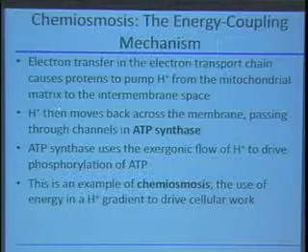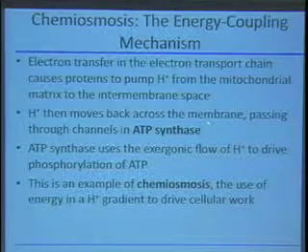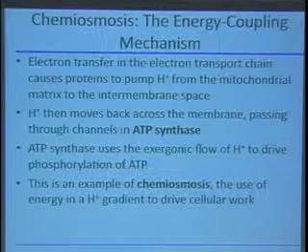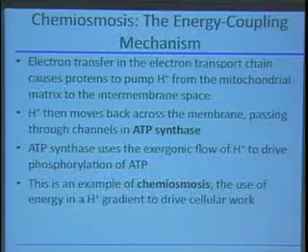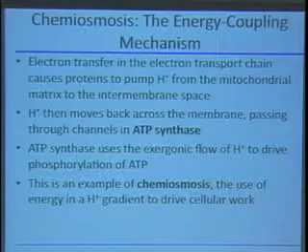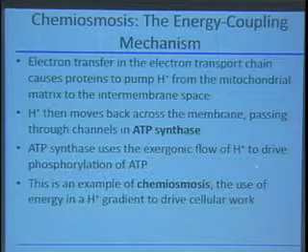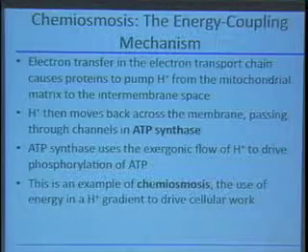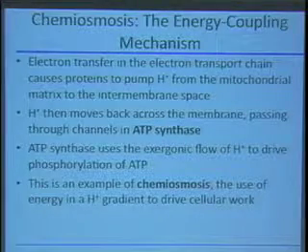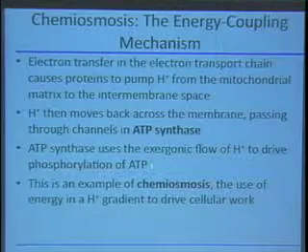And they pass through channels that occur in a complex called ATP synthase, an absolutely fascinating molecular motor. It's the smallest known molecular motor. It's really a little mill, and we'll see how it works. It's a really interesting molecule. The ATP synthase uses this exergonic flow of protons to drive the phosphorylation of ATP. So now we see how that electron transport chain is useful for doing work in the cell, because it actually drives this phosphorylation step in ATP synthesis.